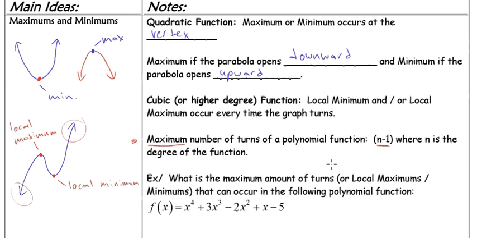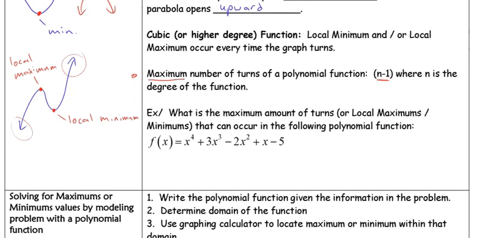And so here's just an example here at the end. It says, what is the maximum amount of turns, or local maximums and minimums, that can occur for the following polynomial function? And really all we're looking at here is just that leading term. This is a fourth degree. First off, we have already learned how its end behavior is going to be going the same direction, and specifically, it's got a positive leading coefficient. So it's going to begin at positive infinity and end at positive infinity.